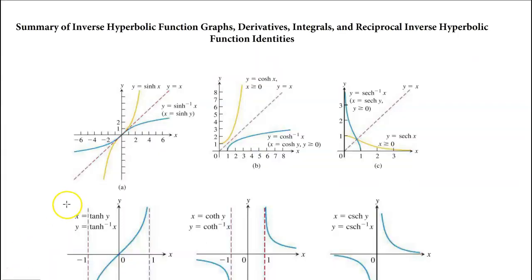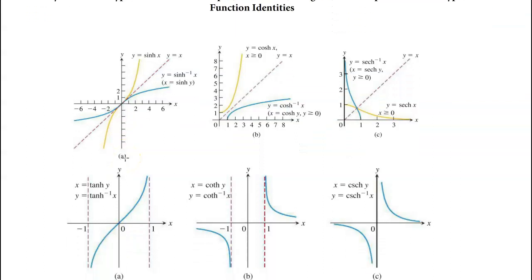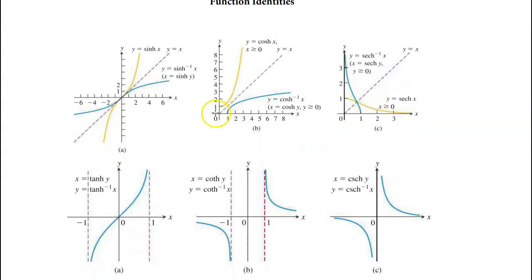So these are the graphs of the hyperbolic functions and their corresponding inverse functions. The graph that you see here in yellow would be your original hyperbolic function. The graph that you see in the bluish green type of color would be your corresponding inverse function.